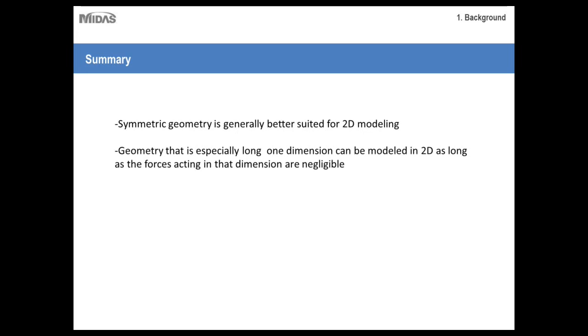Geometry that is especially long in one dimension can be modeled in 2D as long as the forces acting in that dimension are negligible. That goes back to the whole concept of plane strain geometry. Complex geometry that cannot be realistically simplified in 2D must be modeled in 3D. We'll get more and more into these types of projects later in the presentation. Just keep in mind that the more complex and non-symmetrical your project geometry becomes, the more it would warrant 3D modeling and analysis.